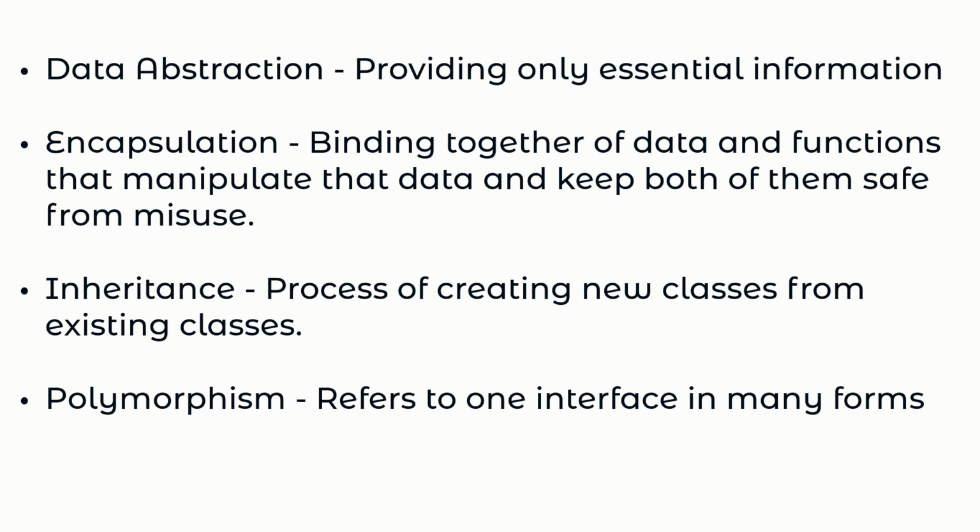Next is data abstraction. Abstraction is one of the most important features of object-oriented programming. Data abstraction refers to providing only essential information about the data to the outside world, hiding the background details or implementation. Consider a real-life example of a man driving a car.